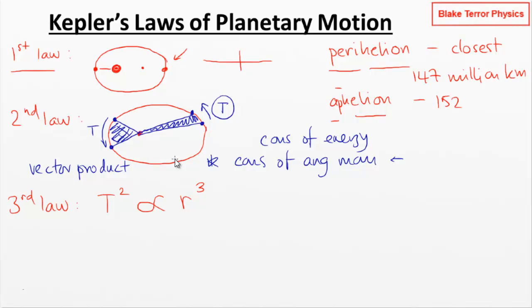So with all that in mind, we're not going to get an exact relationship. You can't say exactly for every planet the square of the orbital period is going to be exactly proportional to the cube of the average distance from the sun.